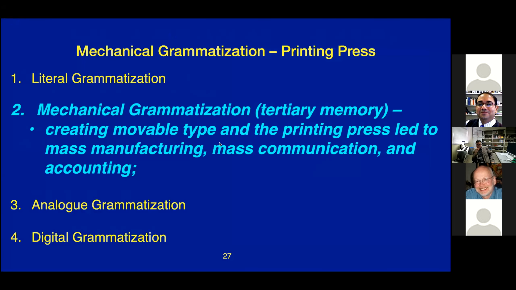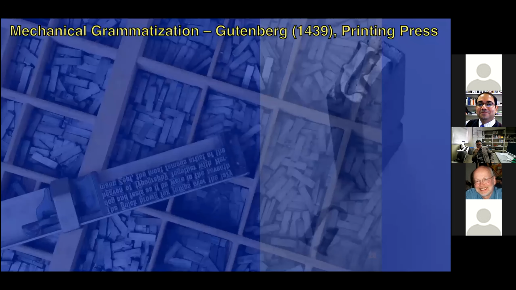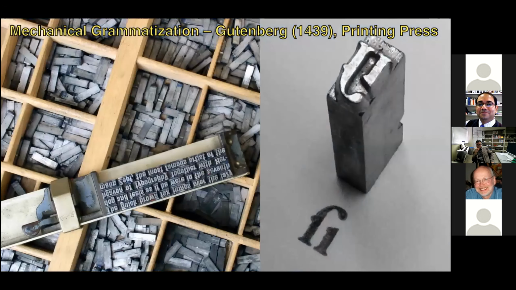In the previous section, we saw that literal grammatization led to the creation of writing and alphabets, which further led to mechanical grammatization. Literal grammatization resulted in separate letters that could then be made into movable metal type made from lead or tin. Movable type made it possible to create the printing press, which spread writing throughout Europe.